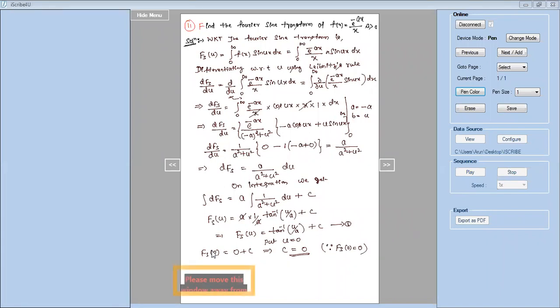Right. So if I substitute this in 1, we get Fs of u equals tan inverse of u divided by a, and this is the required Fourier sine transformation for the problem. This is how we can find the Fourier sine transform, and for cosine, instead of sine you will take cos. So this is how we can find sine and cosine transformation for a problem.